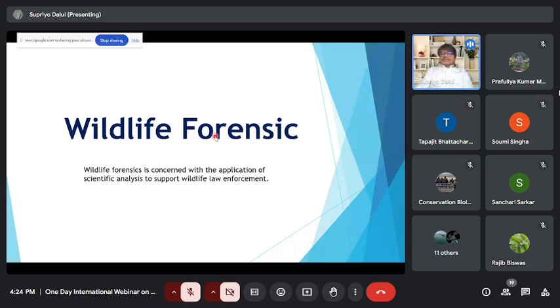Okay, so that was all about the approaches in wildlife monitoring using conservation genetics. Now I will focus on the concept of wildlife forensics, because this is very important, and the concept of population genetics can help us work in the field of wildlife forensics. So what is wildlife forensics? Wildlife forensics is a branch of science concerned with the application of scientific analysis to support wildlife law enforcement.